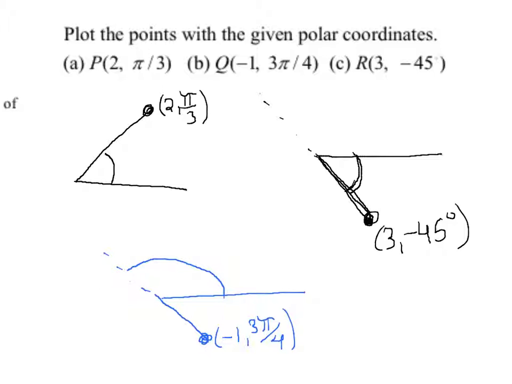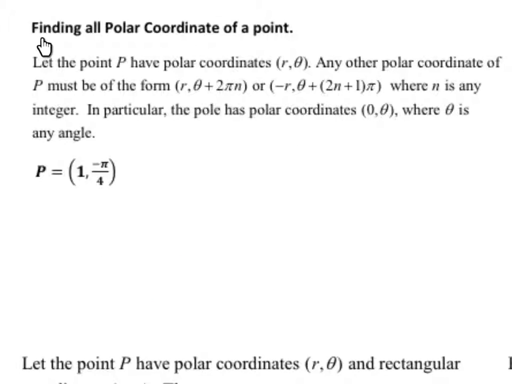So let's take a look at the next piece. Finding all polar coordinates of a point. Let the point P have polar coordinates r, theta. Any other polar coordinates of P must be in the form of r, theta plus 2 pi n, or negative r, theta plus the quantity 2n plus 1 times pi, where n is any integer. In particular, the pole has polar coordinates 0, theta, where theta is any angle.